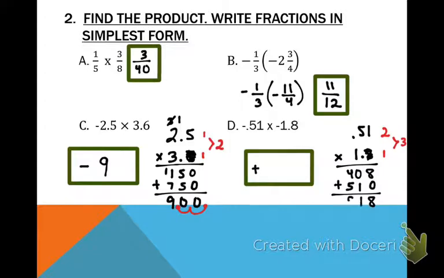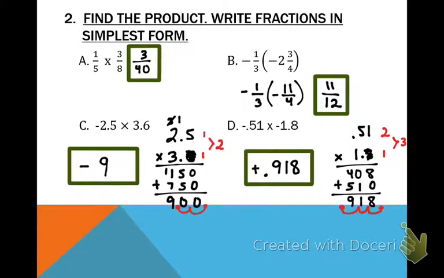Very good, 918. Now, how many places did I tell you up here we needed to move our decimal point? 3, very good. So we know it starts all the way on the right side, but it's moving over 1, 2, 3. What is our final answer? 0.918.